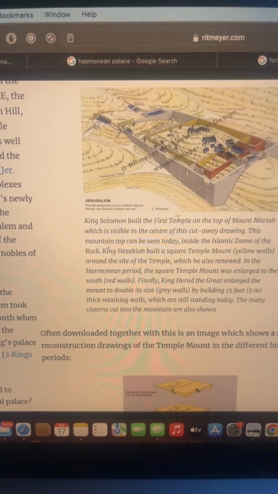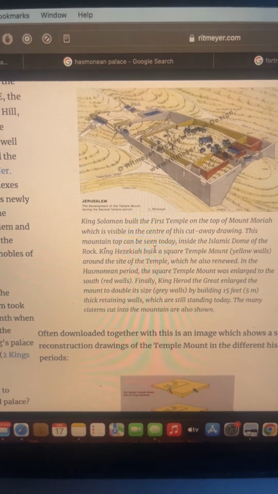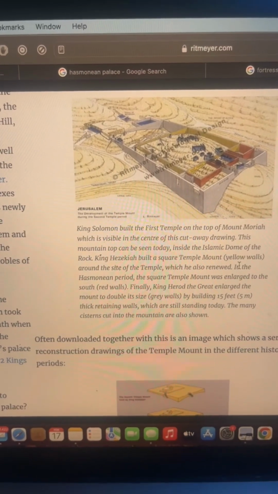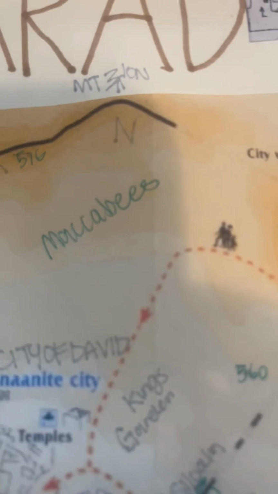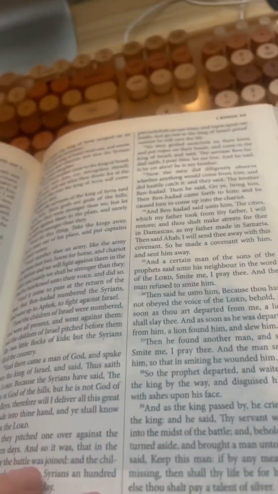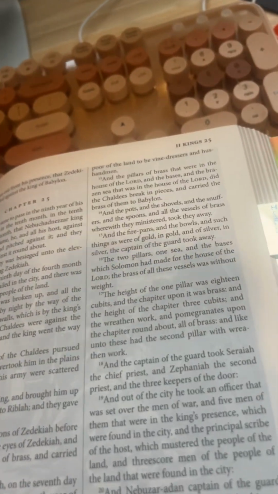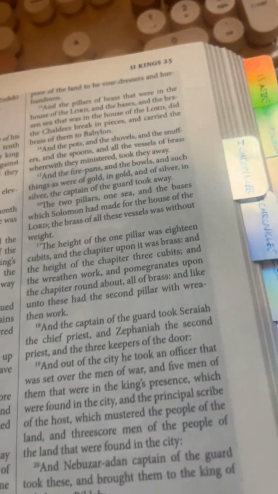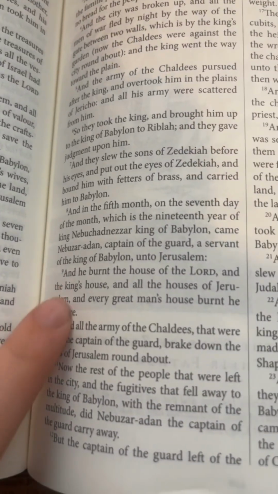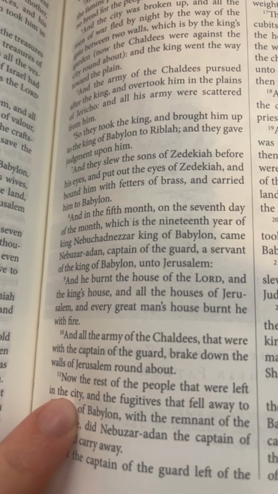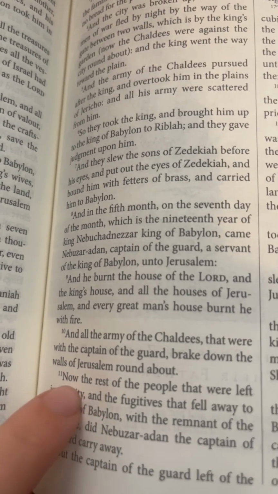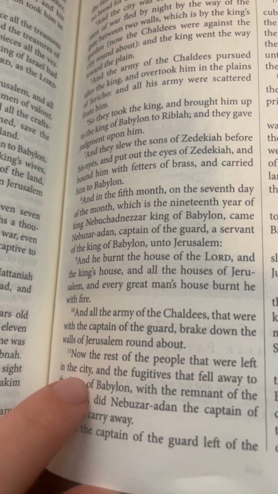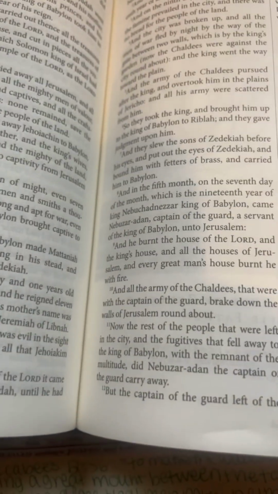King Solomon built the first temple on Mount Moriah. So let's go to 2 Kings 25, 9-10. And he burnt the house of the Lord, and the king's house, and all the houses of Jerusalem, and every great man's house he burnt with fire. So this is probably why we can't find anything.